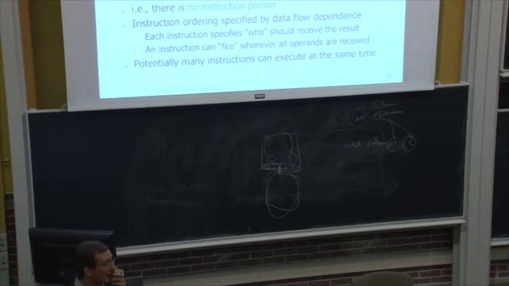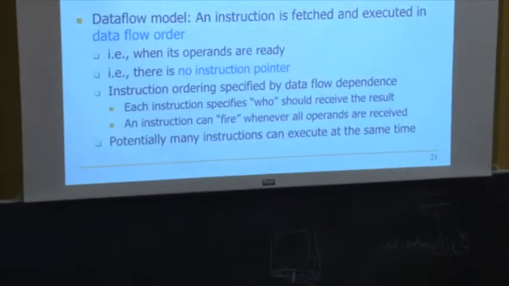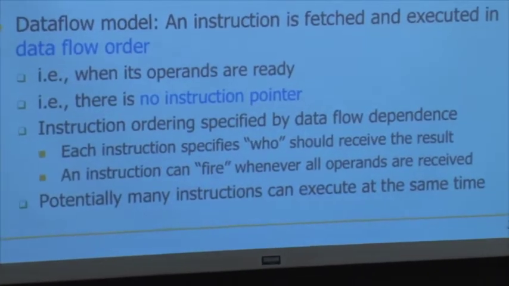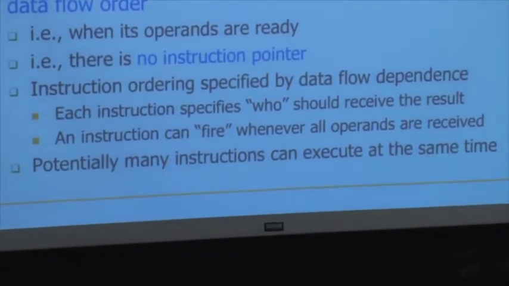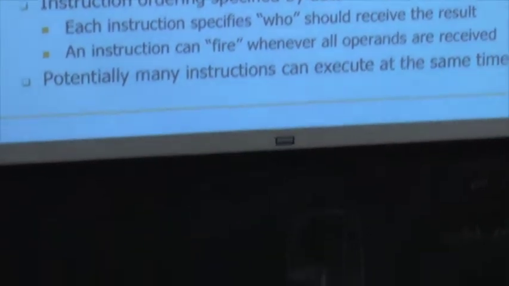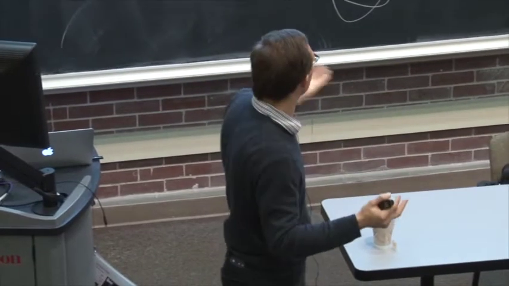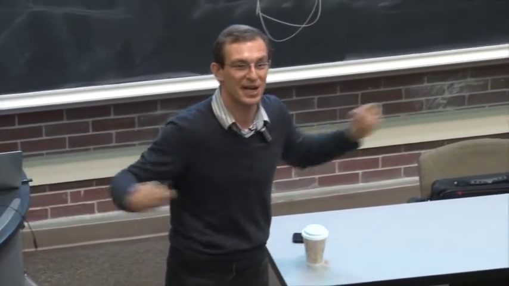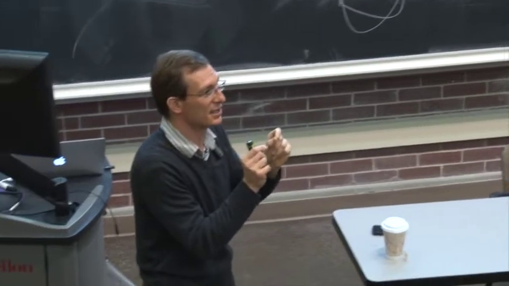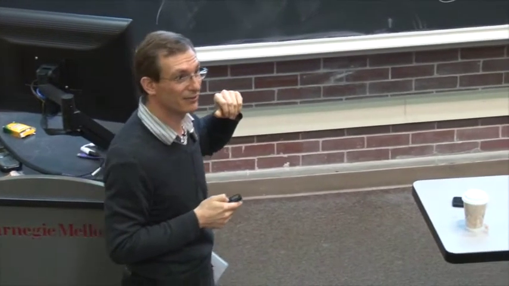Which means that potentially many instructions can execute at the same time, right? There's no more von Neumann constraint, which said that you can execute only one instruction at a time. And once you're done with it, you go to the next one. Here, there's no such constraint at the fundamental, conceptual level, because potentially many instructions can be executing at the same time. Many instructions' operands can be ready at the same time, right? Which is inherently more parallel at some level.